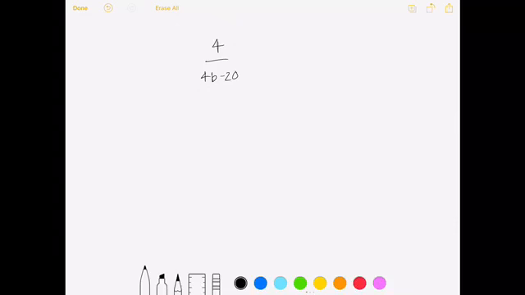Over 4b minus 20. Again, looking at the numerator, the first thing you should look for is a common factor. There is a common factor of 4, so we're left with 4 over 4 bracket b minus 5. The 4 cancels with the 4 and we're left with 1 over b minus 5.